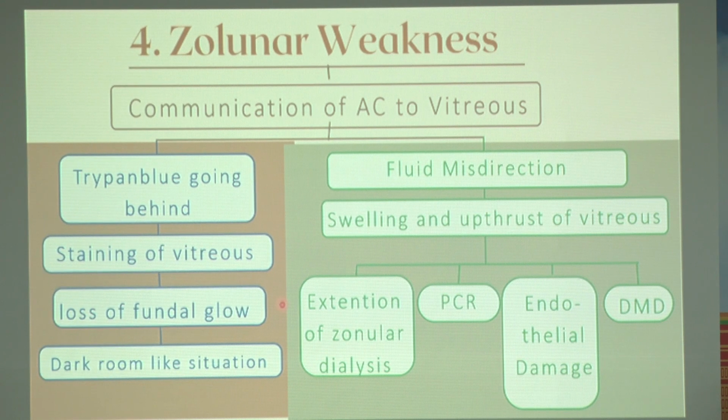Now, zonular weakness. Because of the weakness or absence of zonules, there are chances of communication of the anterior chamber with the vitreous. If trypan blue goes behind, it will stain the vitreous, and due to this we will lose our fundal glow and have to perform the whole surgery in a dark room-like situation. And if fluid misdirection happens, it will lead to swelling of the vitreous. There will be upthrust of the vitreous, which can increase the zonular dialysis. It can lead to PCR, endothelial damage, or Descemet membrane detachment.